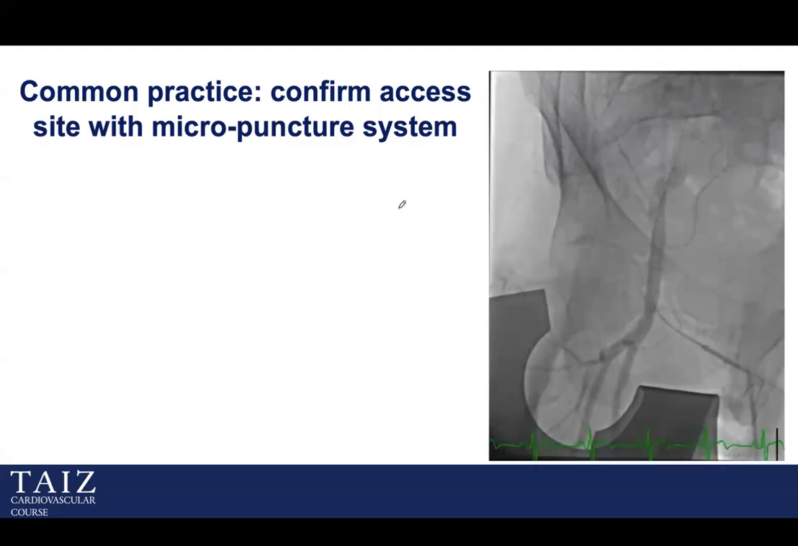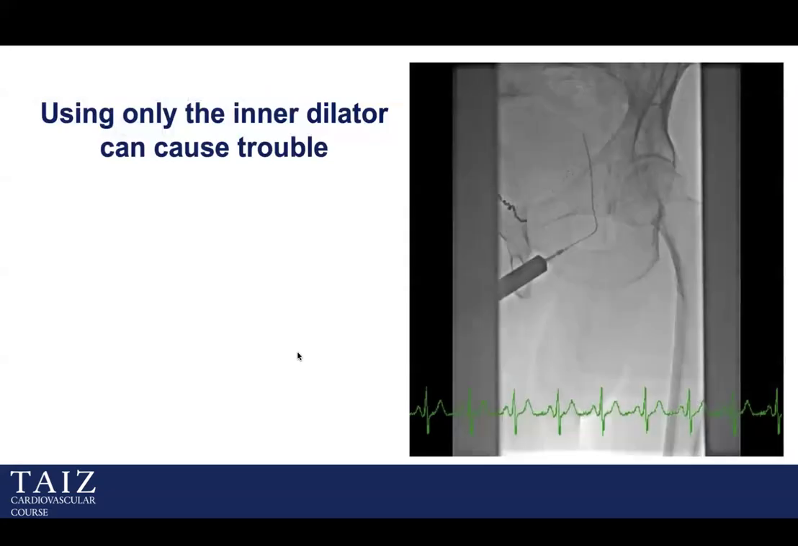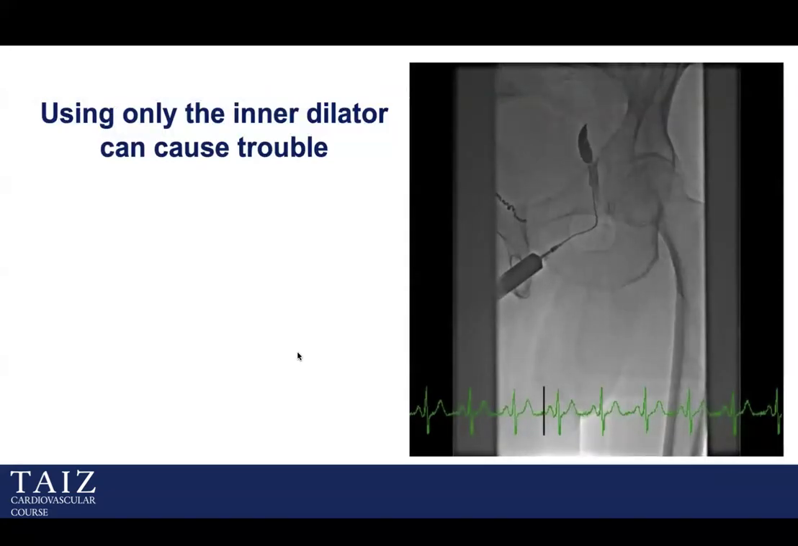But always ensure that you have a wire through the micropuncture. If you don't have a wire, you will cause dissection and injury, and we'll talk about that later. Sometimes I've seen people simply use the inner dilator of the micropuncture, and we do that sometimes, but just because we're trying to be efficient and fast, but this can be harmful, especially if you use a micropuncture kit. It's called a stiffened micropuncture.